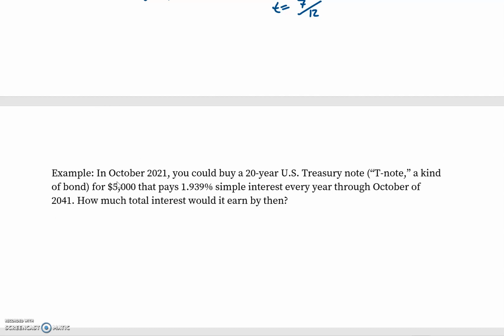So we know that we're putting in initially 5,000. So that's like our principal, P. We have 1.939%. So we know that our annual rate is 0.01939, right? We moved the decimal twice. And then as far as the time goes, well, it's a 20-year Treasury note. So this is going to be T equals 20. So we want to know how much interest we would have earned. Again, we're getting our 5,000 back. So we're just curious, during those 20 years, how much interest would I get?